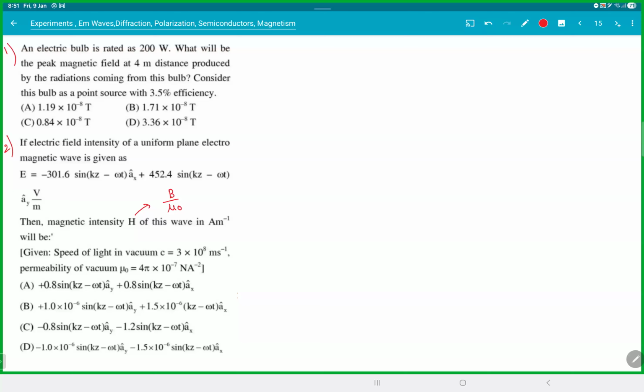So what is the first thing to do? In case you forgot, this is the formula. If you have a bulb B, power P at a distance R, the intensity will be power by cross-sectional area, which is P by 4 pi R square.